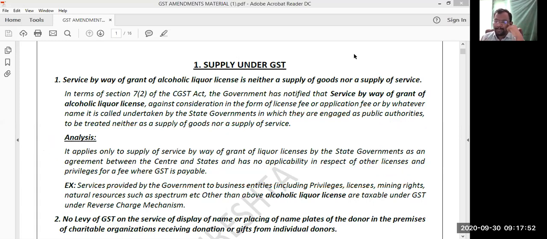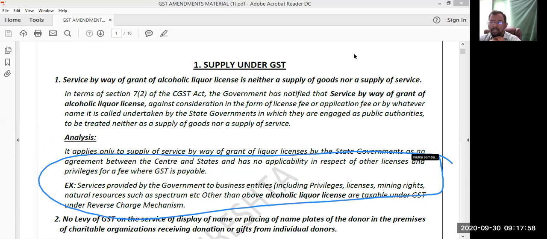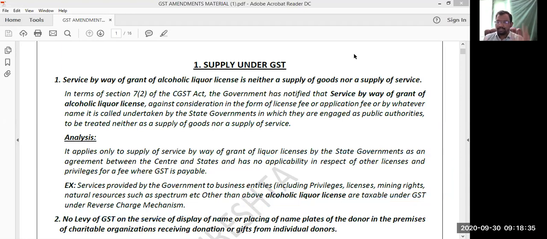Now, what do you mean by it? You can see here the example. Services provided by the government to business entities, including the privileges, licenses, mining rights, natural resources such as spectrum, etc., other than the above alcoholic liquor license, are taxable under GST under reverse charge mechanism. So whenever the government provides these services to the business entities in the form of licenses, mining rights, natural resources usage like spectrum, they are liable to be taxed. They continue to be liable to tax under GST under reverse charge mechanism. We have the exemption benefit only with respect to services by way of granting of the alcoholic liquor licenses. Next, moving on.